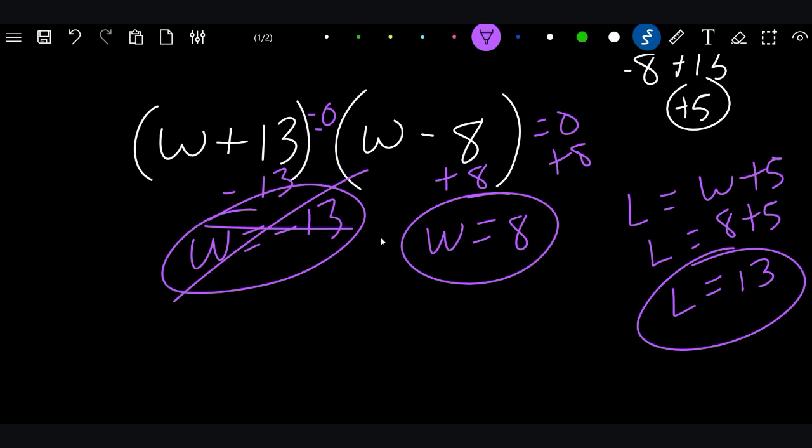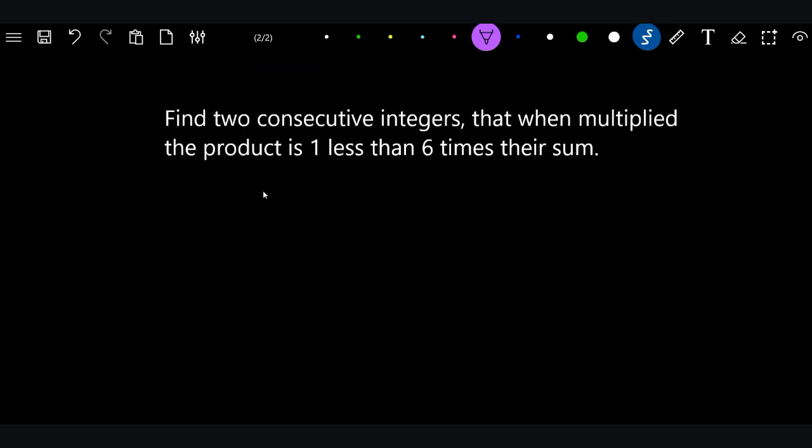Just a factoring problem. Don't worry too much with that whole negative thing. Just remember, when you get a solution, you can't have a negative length. It's not going to work. So just take the positive answer. All right, let's do the next one.